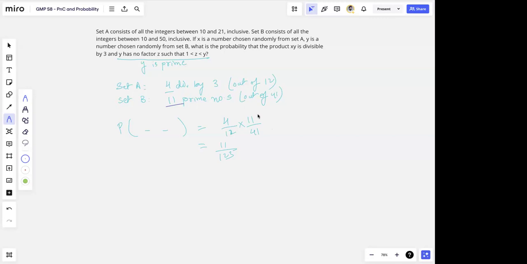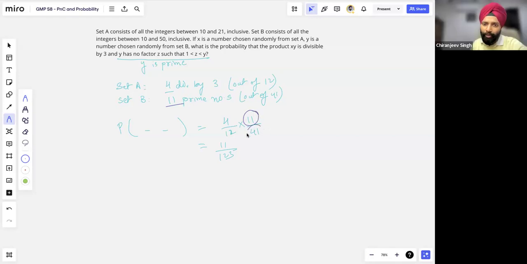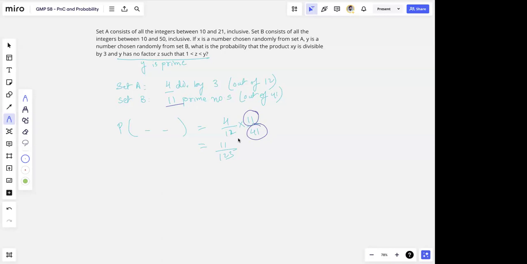I'm fine with this 11. Now you are saying the denominator has to be 11. That is what you need to explain. There are only a total of 11 cases that we can select from, because Y cannot be any other number that is not prime. That was what I thought. I'm not sure.